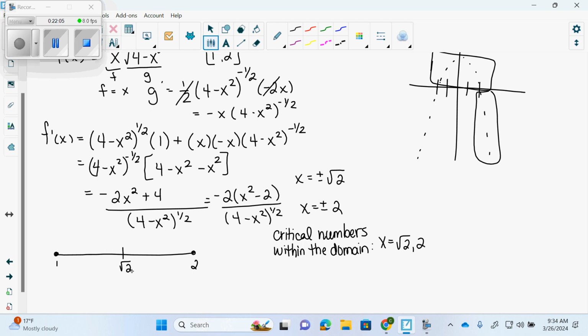So I plug in something below root 2, which would be, is it 1? 0? Can't plug in 0. I'm at 1 here, guys.